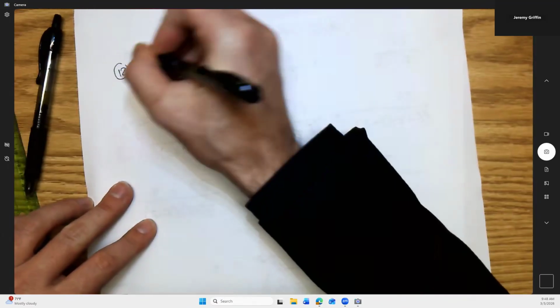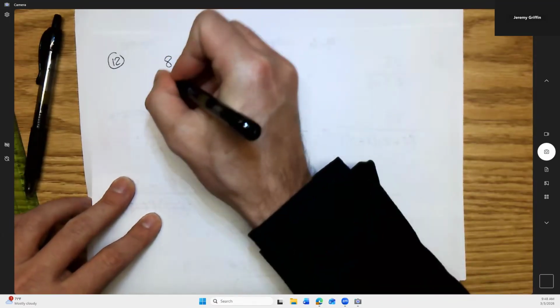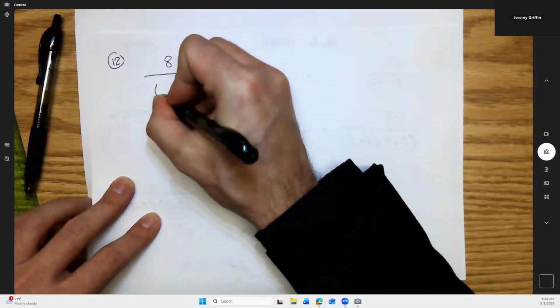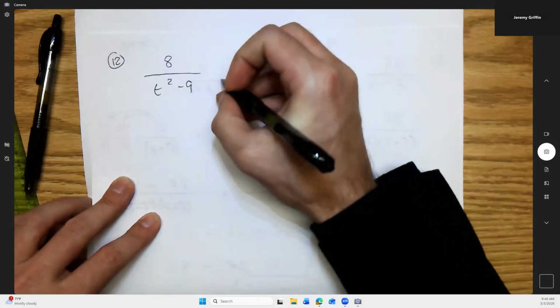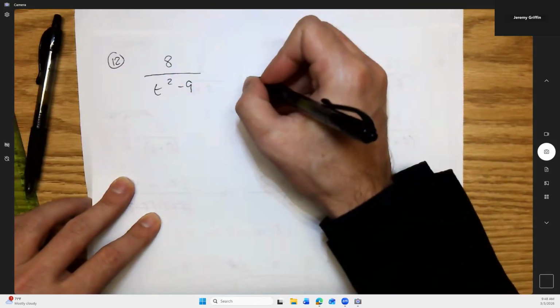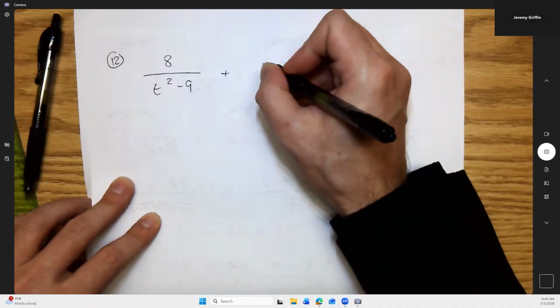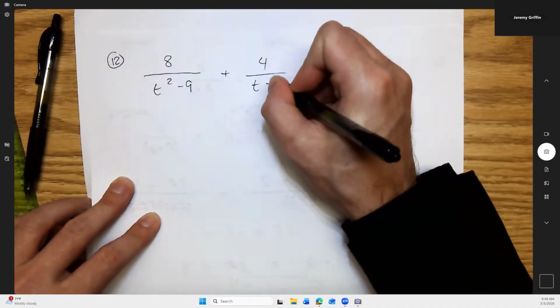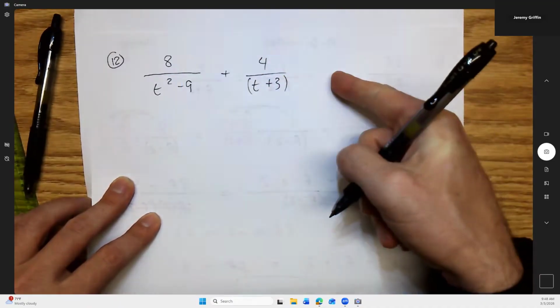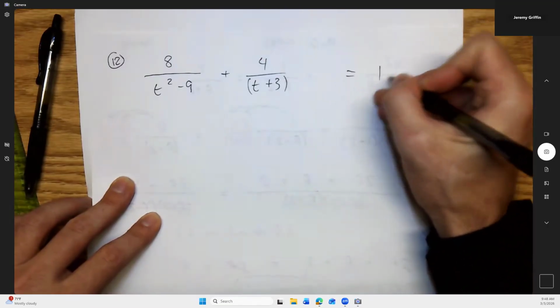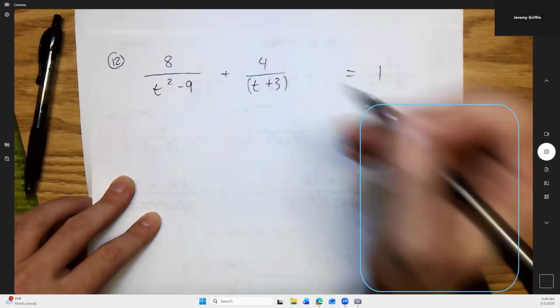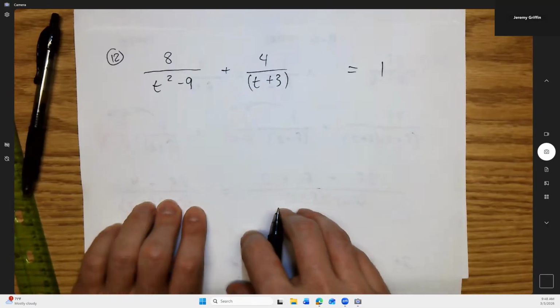All right. Number 12. Okay, so also copying this out of the book. It says 8 over t squared minus 9, and then let's do plus 4 over t plus 3. Then I'm going to leave some space here, and it says equal to 1. Equal to 1. So this is a problem straight from the book.